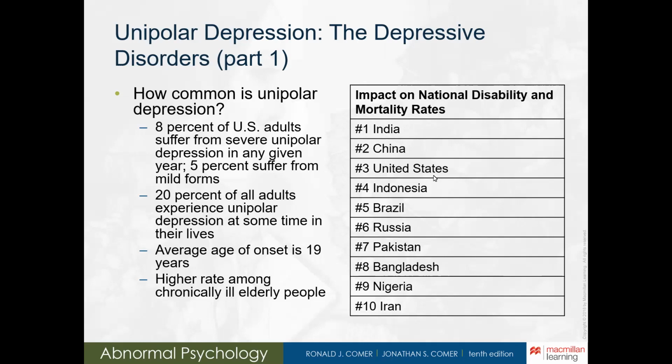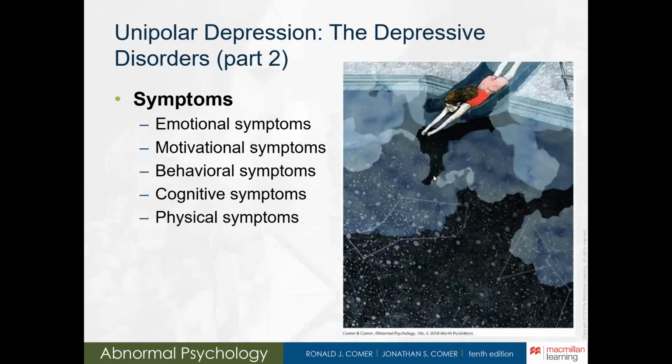The average onset is age 19, and there are higher rates among chronically ill elderly people. Among children, the prevalence is similar among boys and girls. Approximately 85% of people with unipolar depression recover, some even without treatment, and around half will experience another episode later in their lives. So, what are the symptoms of depressive disorders?